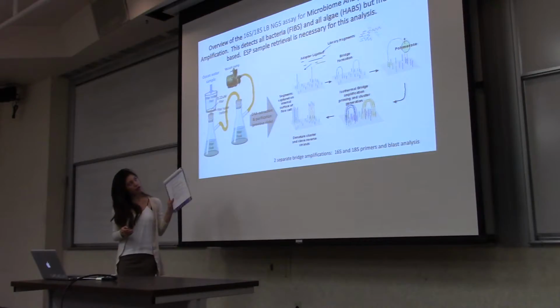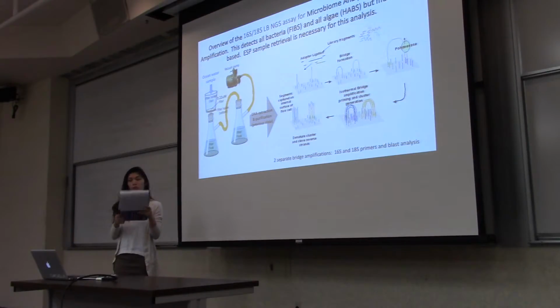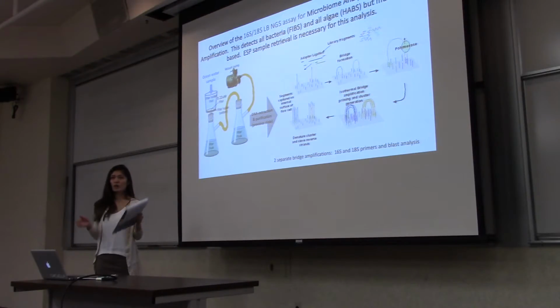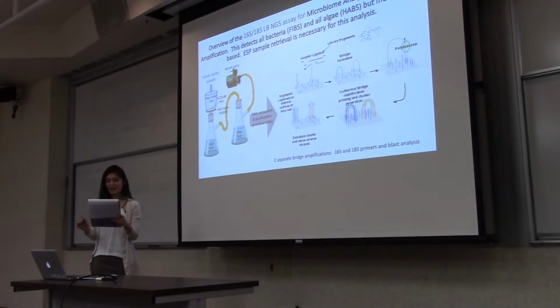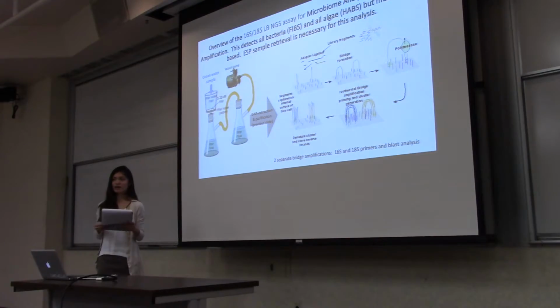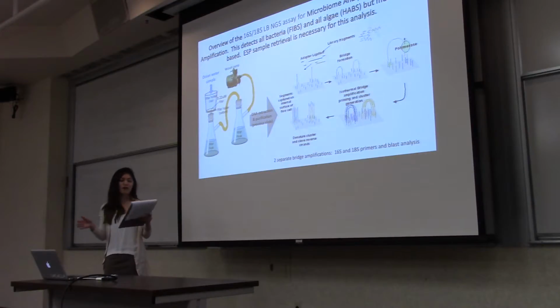This process takes weeks, so it's very time-consuming. However, it's highly accurate. We use this method when we want to further study a site that the ESP has tested and showed high activity in that site. This detects all bacteria, FIBs, and all algae HABs, but must be land-based. The ESP sample retrieval is necessary for this analysis.